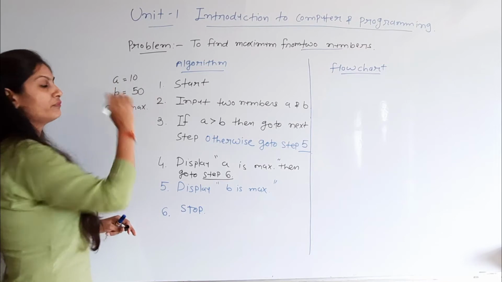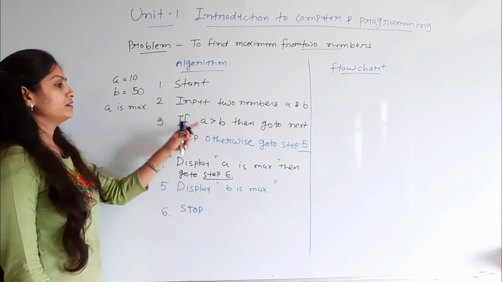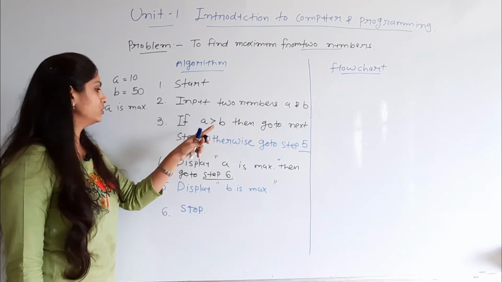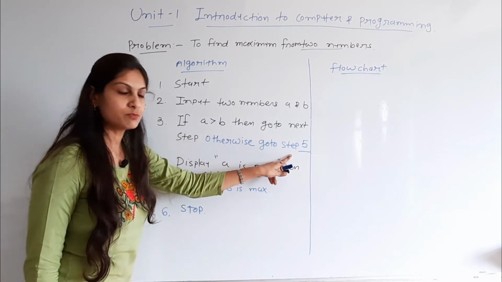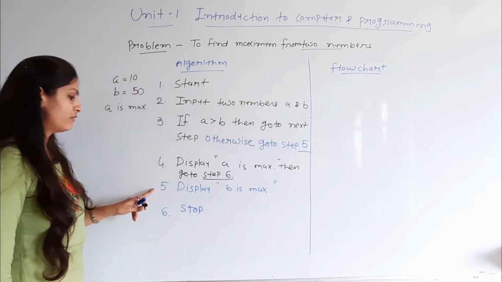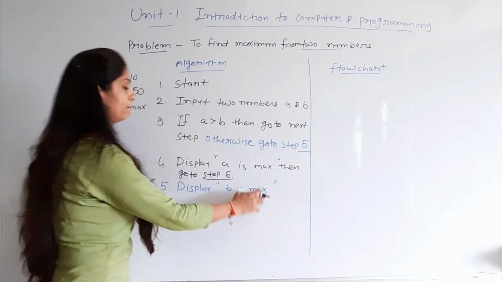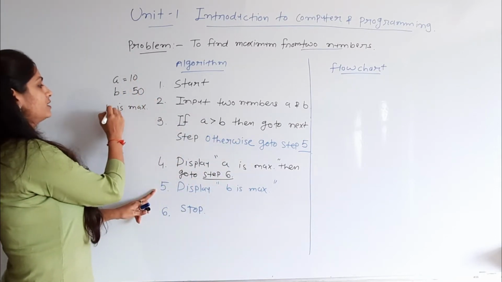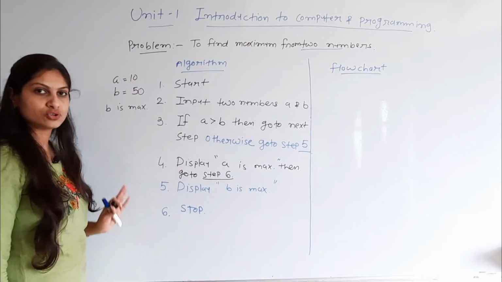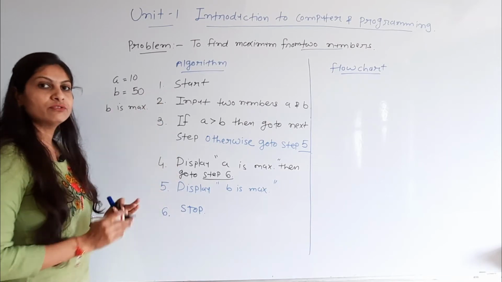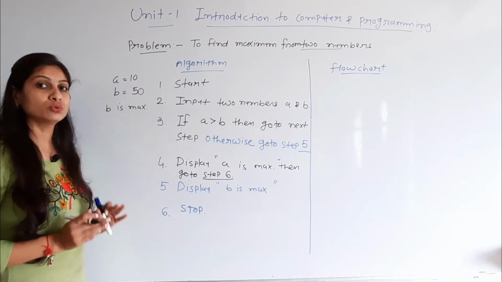So the answer is A is max. Similarly for 50, if you are checking, then is 10 greater than 50? No. So go to the otherwise part, jump to the step number 5. Answer is display B is max. So here the output is B is max and stop. So this is the algorithm for finding maximum from 2 numbers.